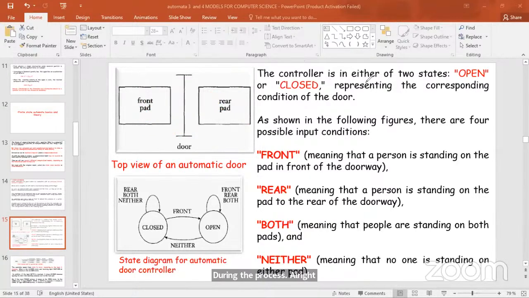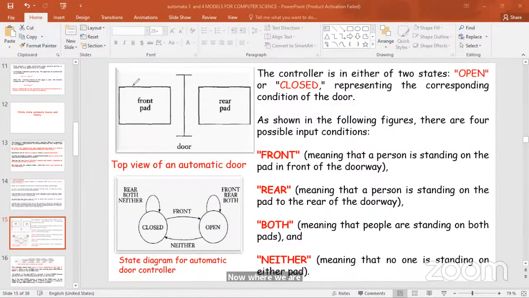So the controller is in either of two states: either the open state or the closed state, representing the corresponding condition of the door. As shown in the following figures, there are 4 possible input conditions. When we talk about input, what can cause a change? What can cause a trigger? Those are inputs. Now we have 4.